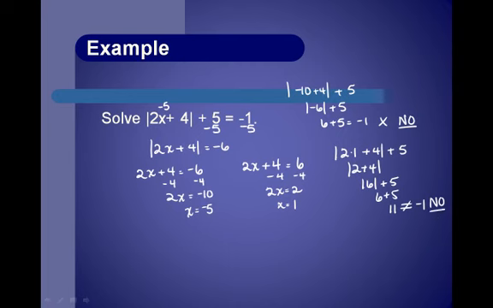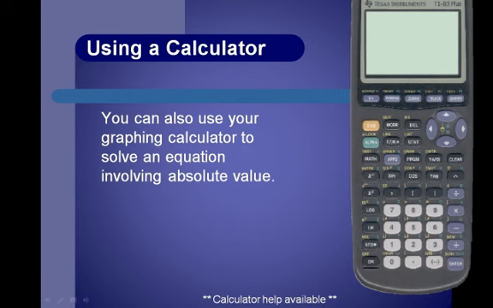So what we need to go back and look at is, you notice right here when we got the bars on the side by themselves, we had that the absolute value was equal to a negative number. What that tells us automatically is that this equation does not have a solution because absolute value can never equal a negative number.